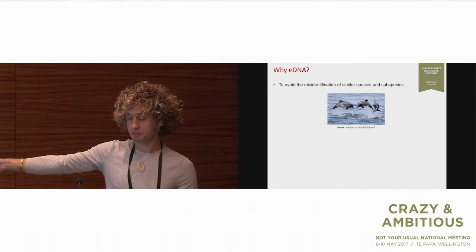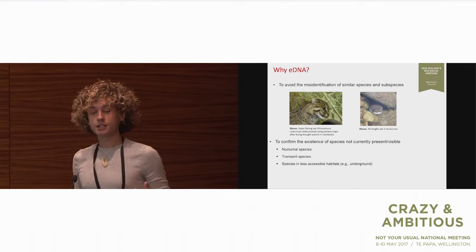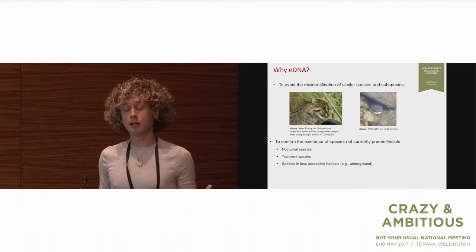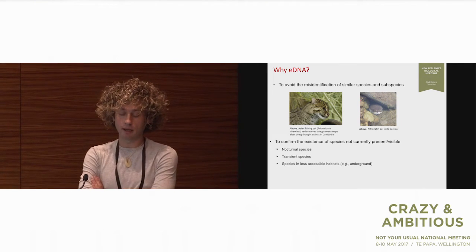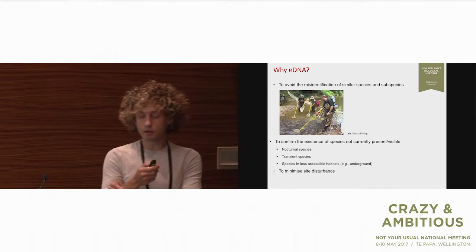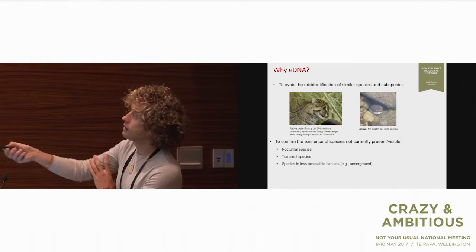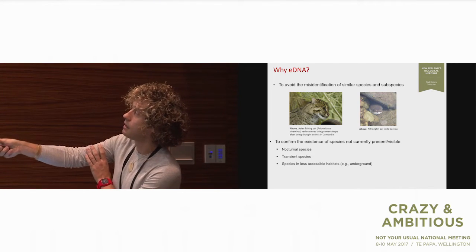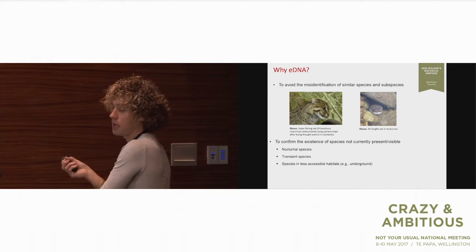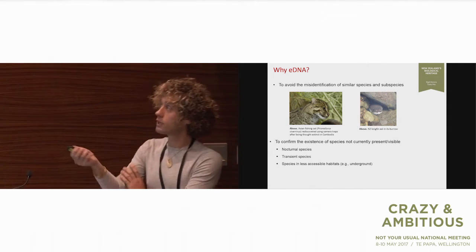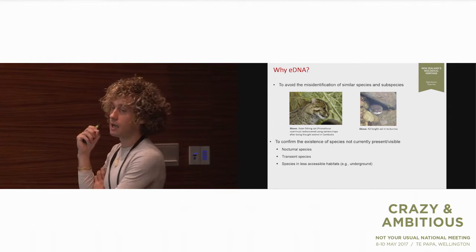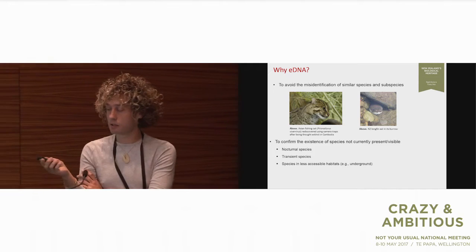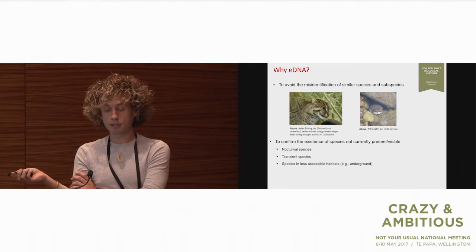Another reason is that we don't actually need the organisms to be present in the environment for us to know that they've been there. For example, eDNA could be used quite easily to track the distribution of nocturnal species, such as this Asian fishing cat here, possums maybe, or organisms that hide from us when we try to sample. So we don't need the organisms to be present in the environment to know they've passed through there.